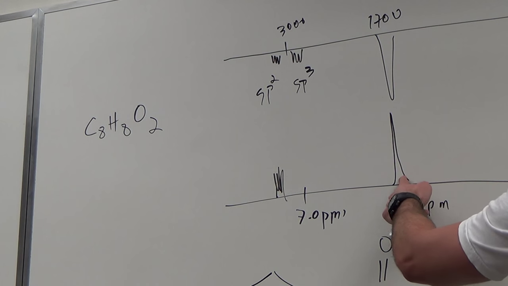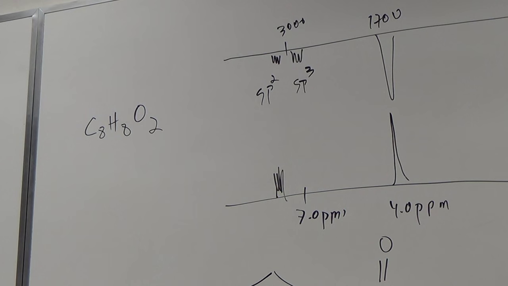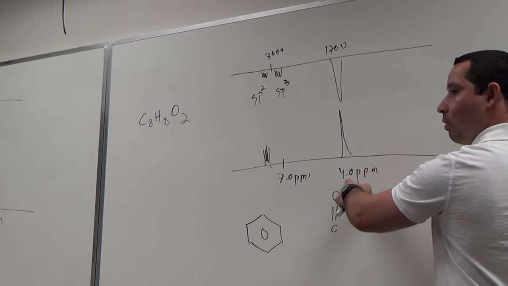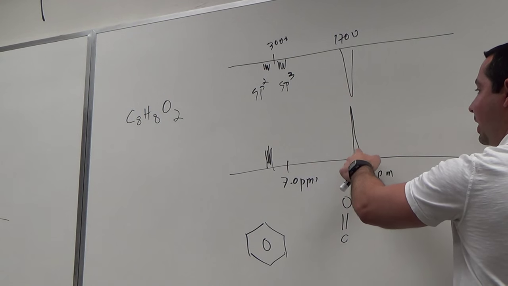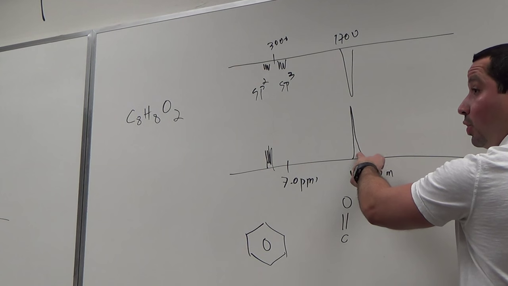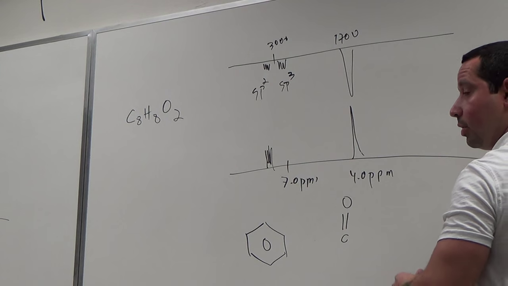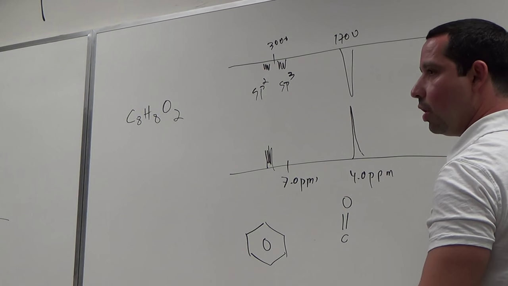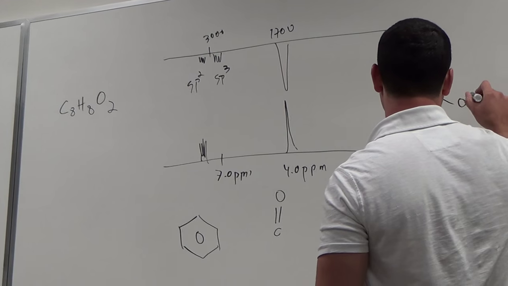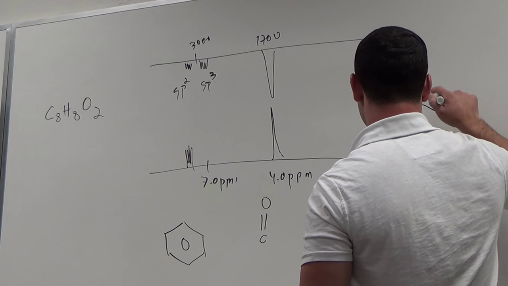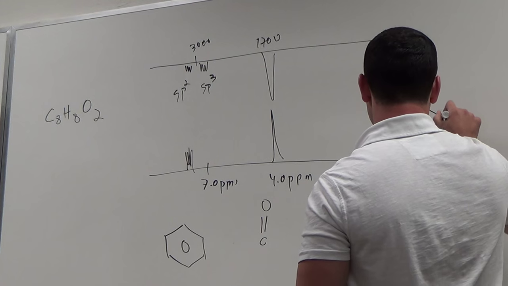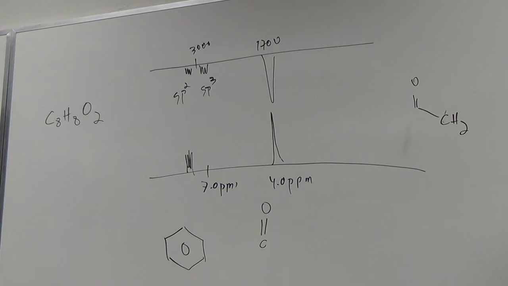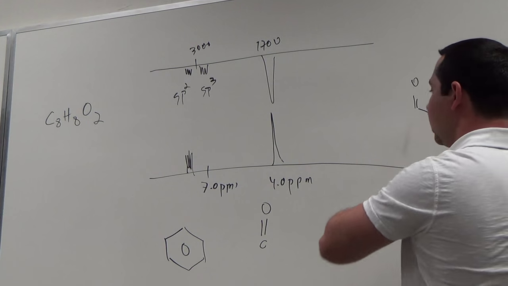I have a singlet here, yes? And this singlet is around four ppm. That means this is an isolated carbon with hydrogens. Must be a CH3, yes? Must be a CH3, because you cannot have this structure at the end of a carbon chain. I mean, you could, but you can't have that. There has to be something else attached there.